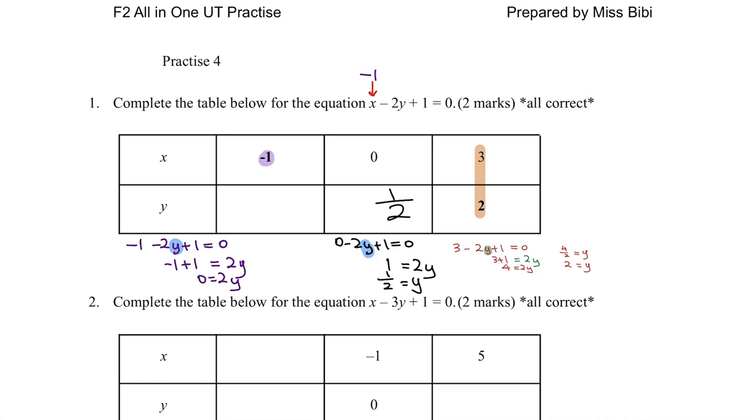So how can I make the whole thing 0? 2 times what will be 0? How do we make zeros? Anything times 0 will equal 0. So that anything now is 2, so it will have to be times 0. So y is 0.